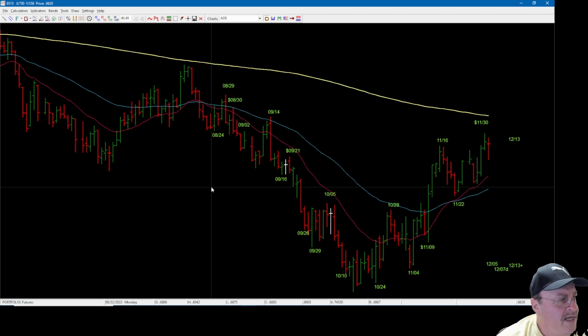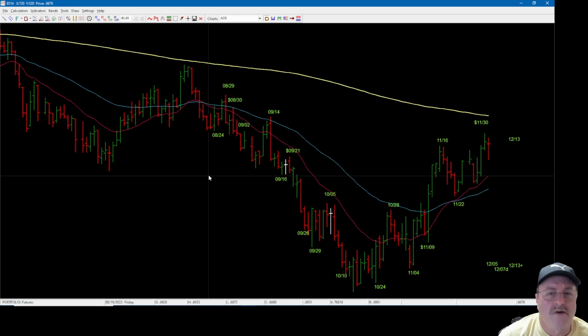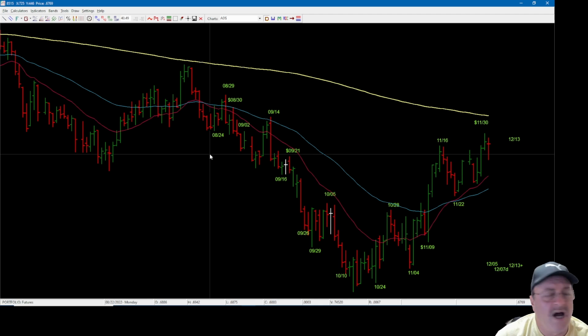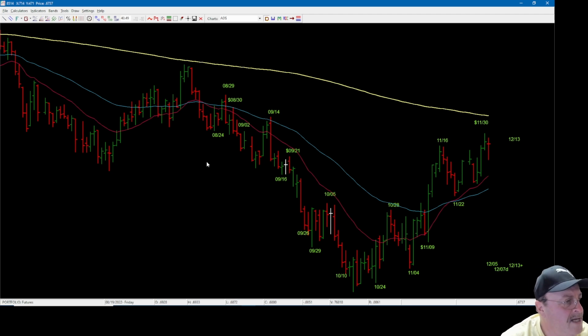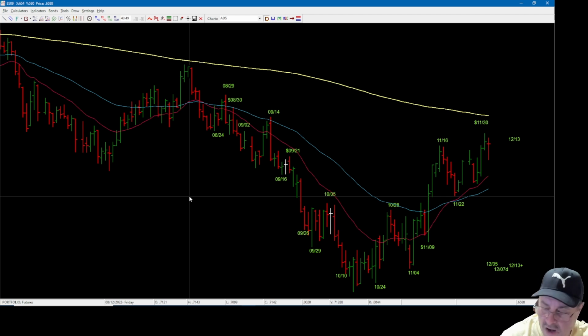So, you want to look for lower swing tops to short, and you want to look for higher swing bottoms to go long. And you want to do this in a trend where you have these higher swing bottoms or lower swing tops. Okay, so let's start off first.